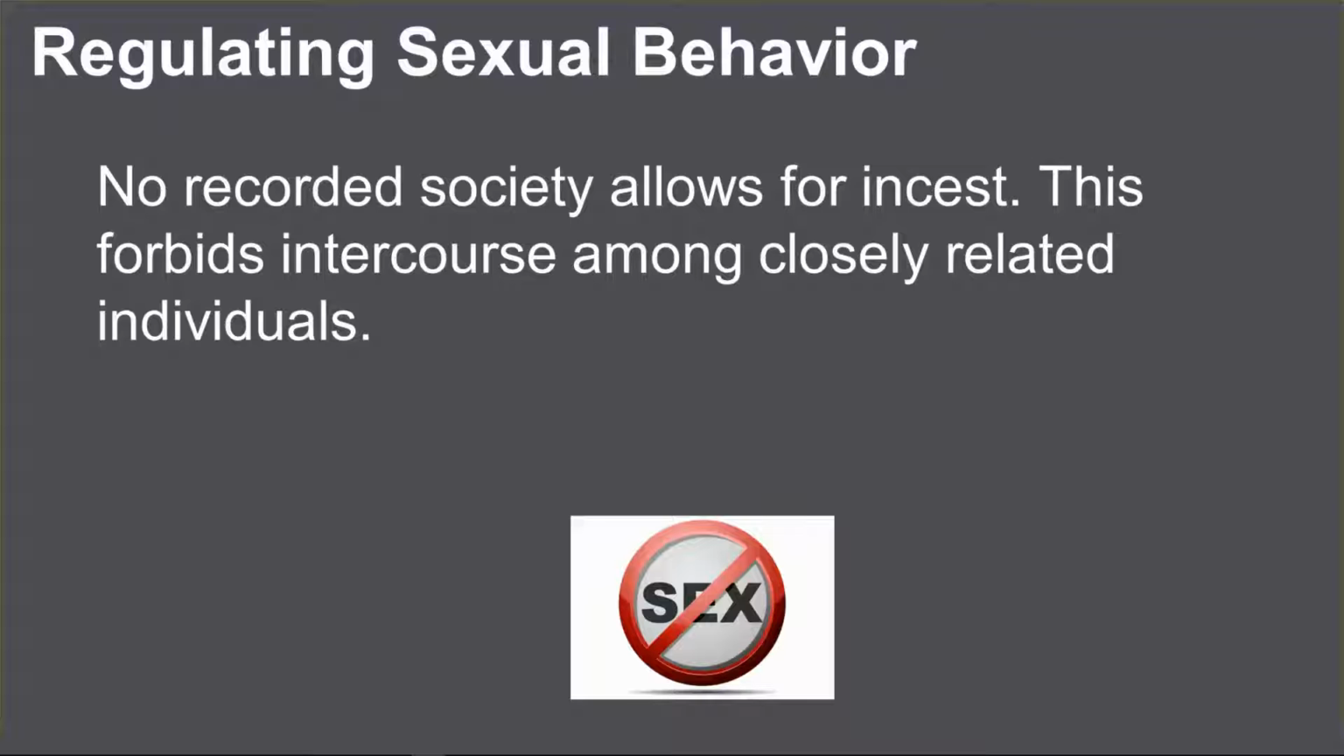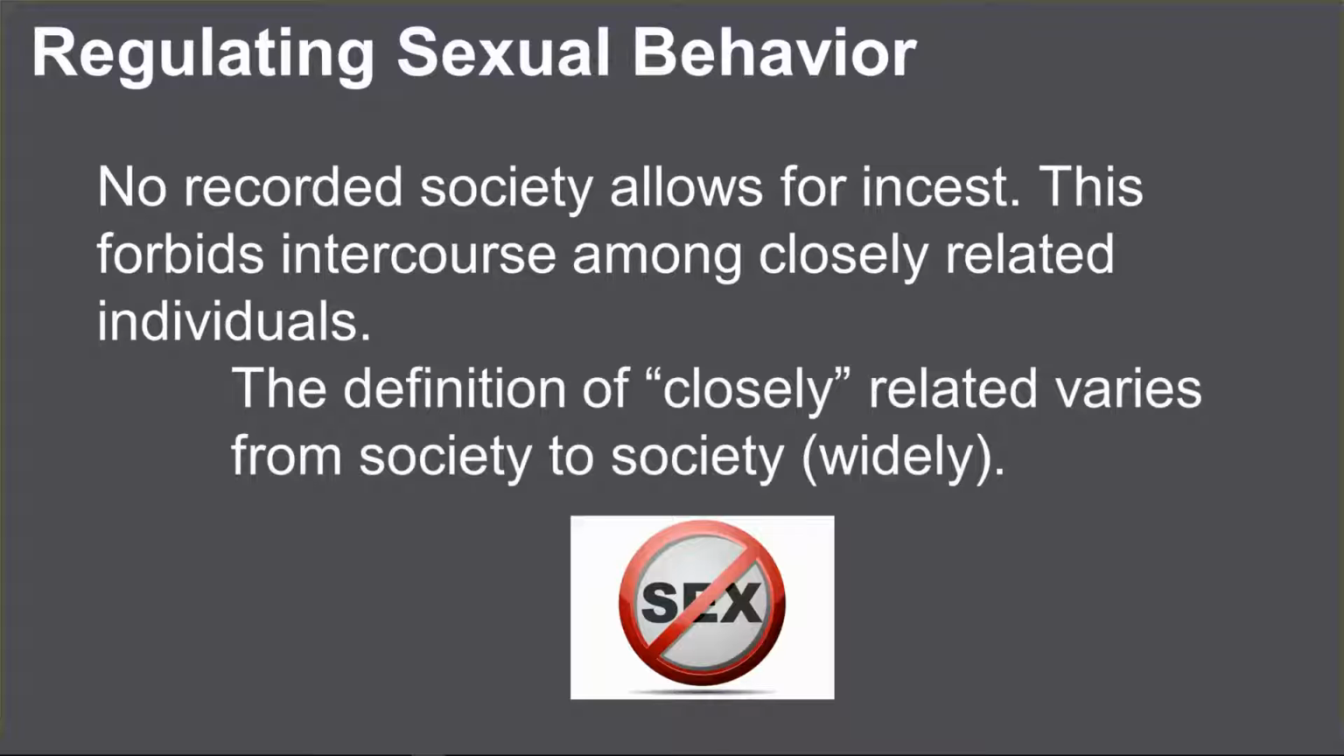So how does the family do this? Well, no recorded society has ever allowed for incest. Now, this forbids intercourse among closely related individuals, typically family members, and prescribes at what level a family member. The definition of close, though, really varies from society to society, and it can be very wide. Sometimes it could involve brother and sister. Other societies, like the US, typically are more at a cousin level. So it starts to define what is and what isn't a close relationship in terms of incest. So the family does this function.